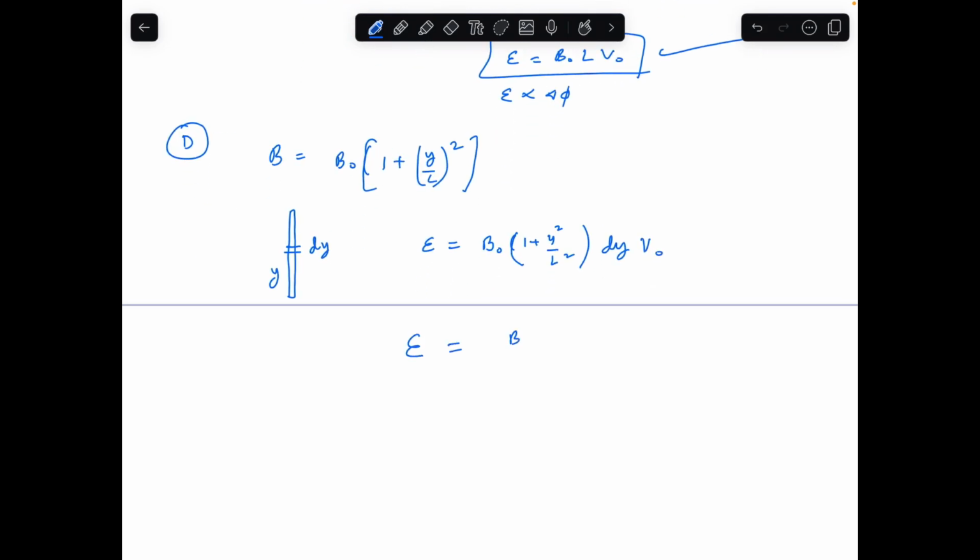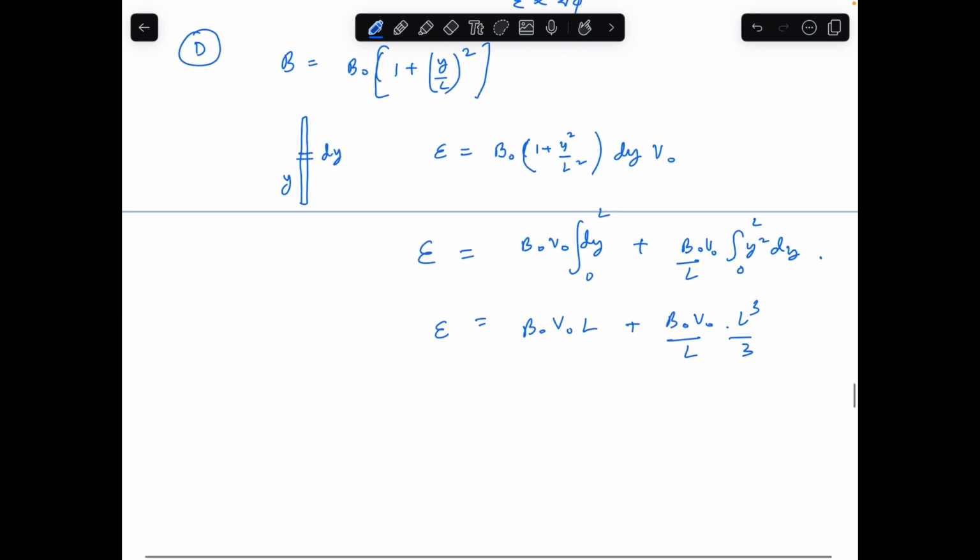So induced EMF will be what? B naught V naught dy plus B naught V naught by L y square dy. From where to where? 0 to L. So induced EMF will be B naught V naught L plus B naught V naught by L into L cube by 3.